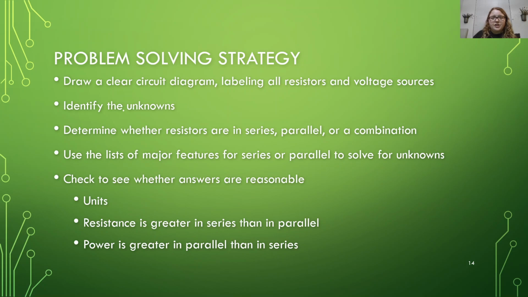Then your next step would be identifying the unknowns. So what are you looking for? Determine whether the resistors are in series, parallel, or a combination. So again, after having that diagram, a lot of times it'll be given to you, so I would give you that diagram, but you will need to probably label the resistors, the voltage, and so forth, okay? Use those lists of major features for series and parallel to solve for unknowns. So that was whether or not we're looking at series, is that going to have a current that is all the same throughout, or do I need to add them up? Is the voltage the same throughout, or is that something I need to add up as well? So those will all be things that we need to remember, okay?